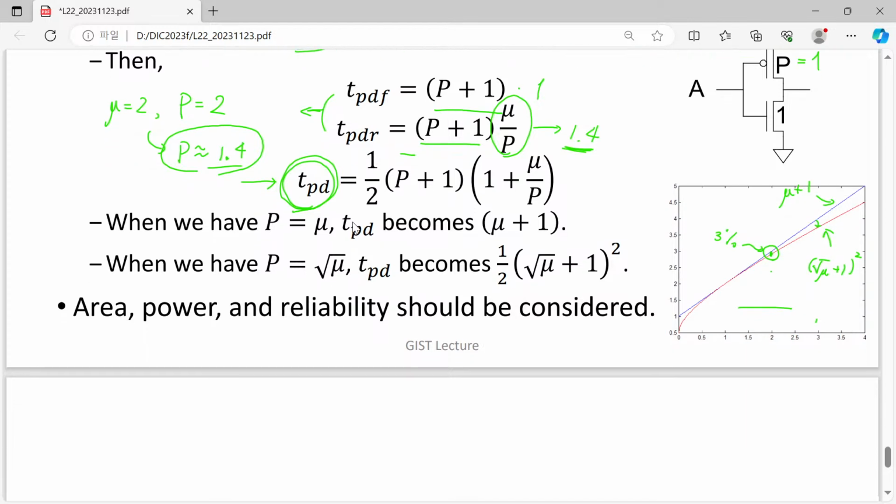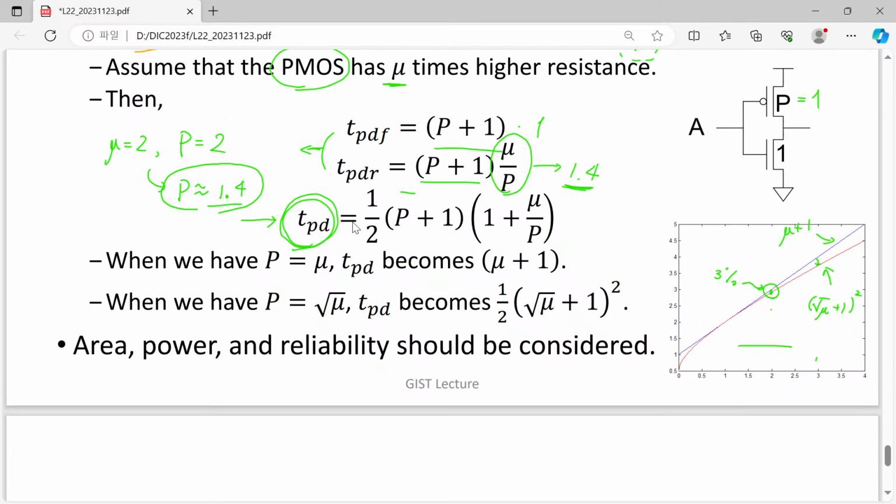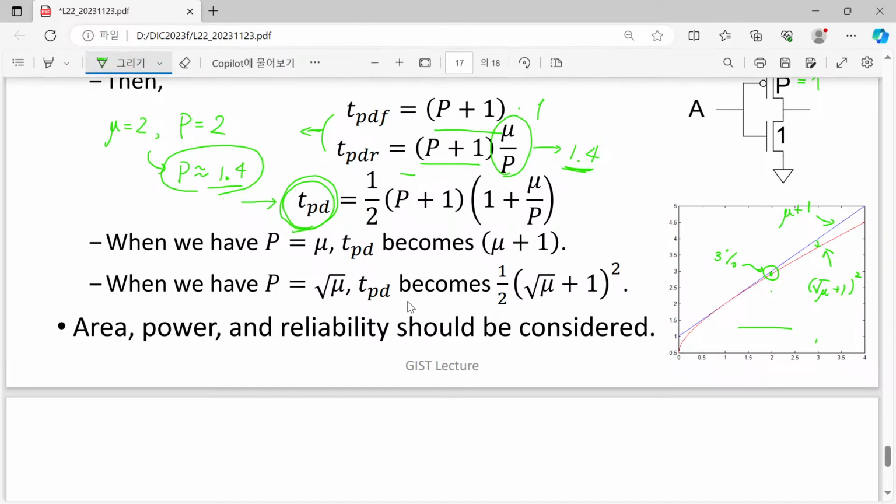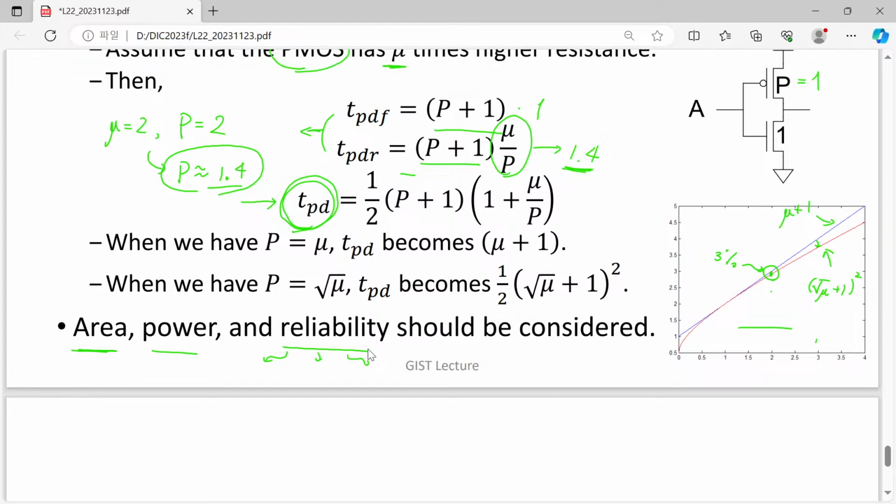So in order to set the value of the transistor sizing, not only the propagation delay, but we have to consider area, of course, and power, and also reliability should be considered. Unfortunately, in this course, due to time limitation, we have not thought much about the reliability problem. But reliability is also very important, because once you sell your chip, are you free from any kind of obligation to the customer?